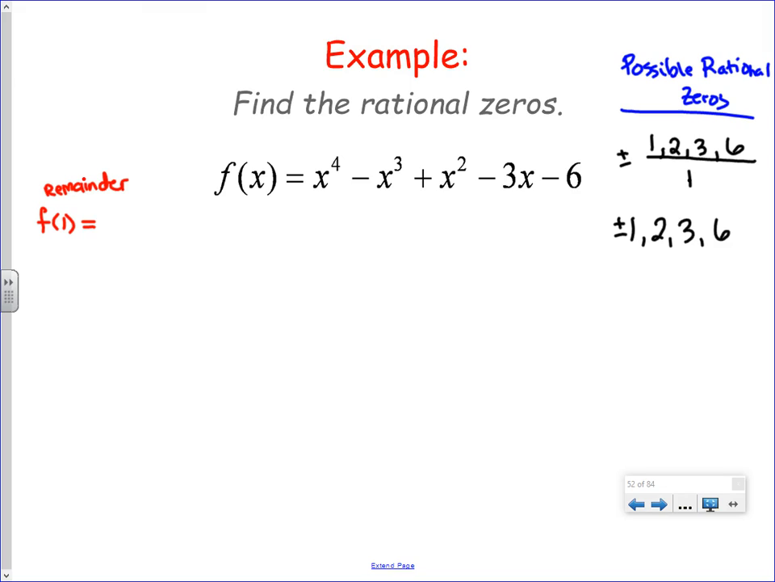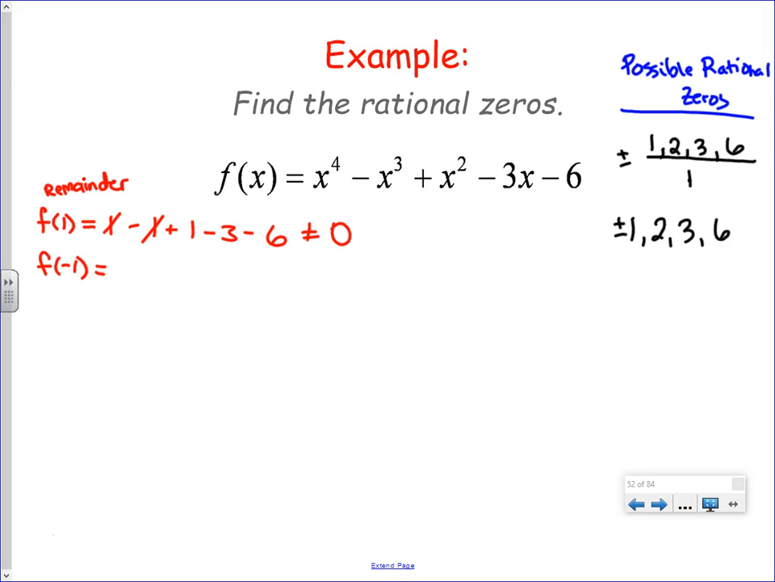So if I plug in 1, what happens? 1 to the 4 minus 1 plus 1 minus 3 minus 6. Why? 1 times anything stays the same. Those cancel. That's not 0. It doesn't matter what it is, it's not 0. Okay, forget that. I don't want to plug in 6 or 3 or 2, do you? How about negative 1? Maybe it's not as bad?